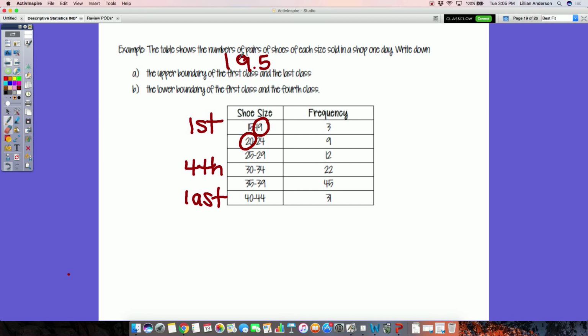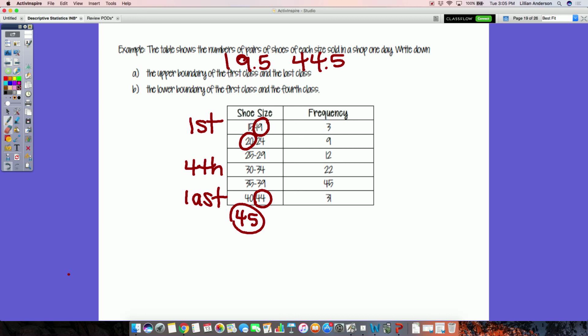To find the upper boundary of the last class, you take the upper limit of your last class and then the lower limit of the following class. Now granted, there is no next class, but if there were, what would this number be? 45. And then you do the same thing. What's the average between 44 and 45? 44.5. And that's how you find your upper boundaries.